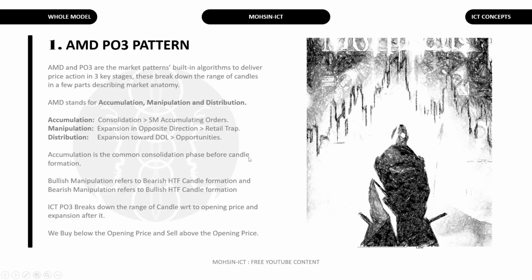Now, the statement right here, which says bullish manipulation refers to bearish formation and bearish manipulation refers to bullish formation, this is the key to your daily base and market direction. And this here, buy below the opening price and sell above the opening price, is the key to your execution.